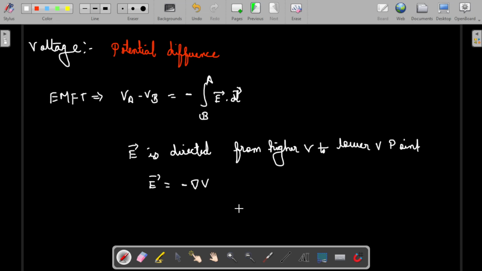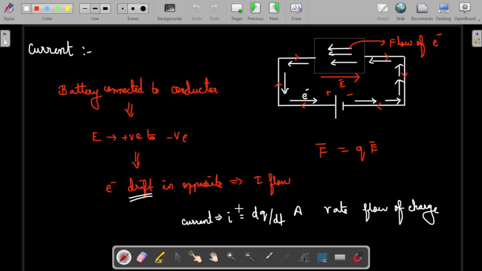There is always a potential difference between the two terminals of the battery, which causes an electric field from positive to negative, which causes the current to flow in the same direction. That we already discussed. This is the flow they are making. So the battery is connected, right?